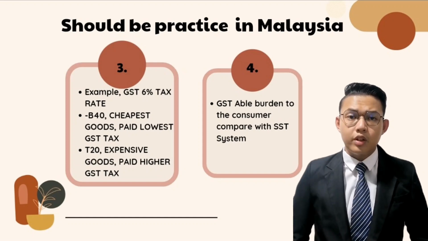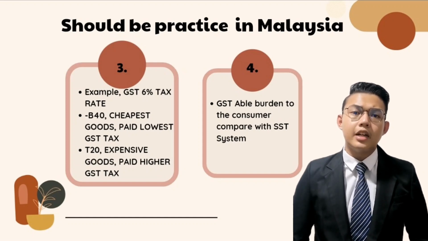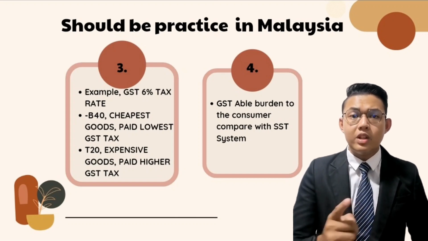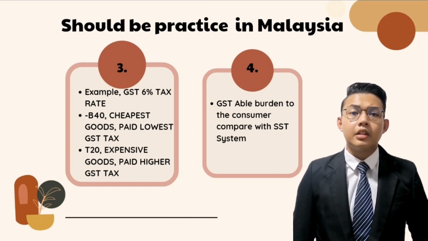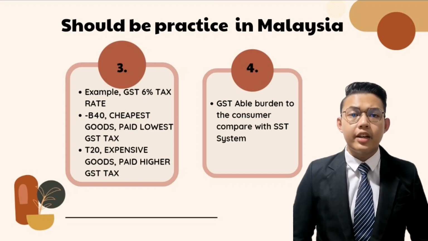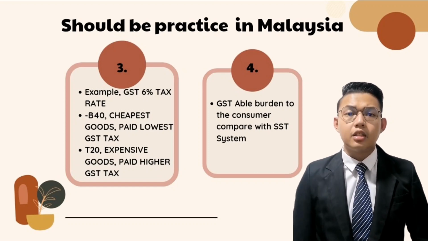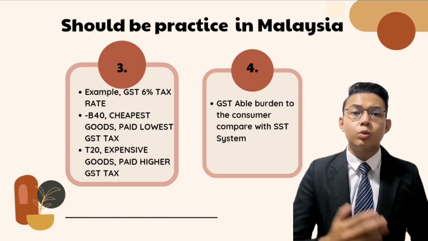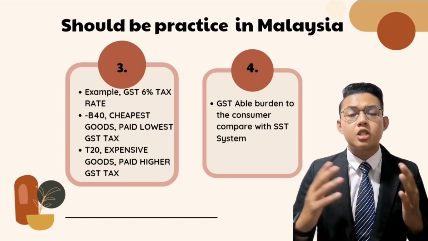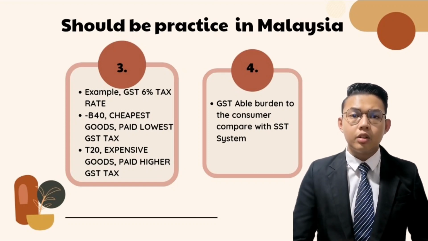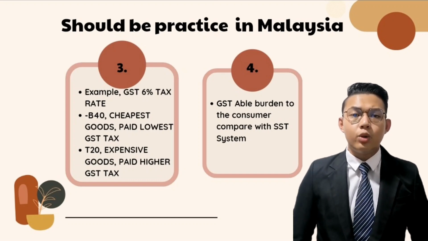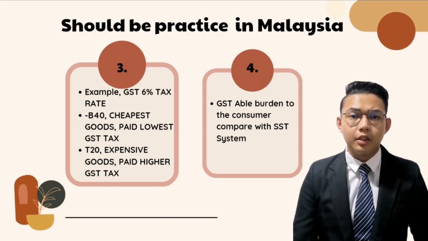So if you are in the B40 group, you will buy goods at a cheap price, and the price will be multiplied by the tax rate of 6%, and you will get the lowest tax that you must pay. And if you are in the T20 group, you will buy expensive goods, and the price will be multiplied by 6%, and you will get the highest tax that you must pay to the government.